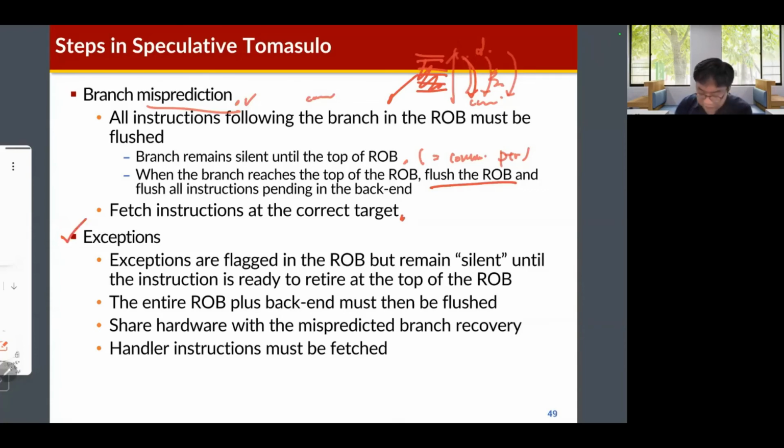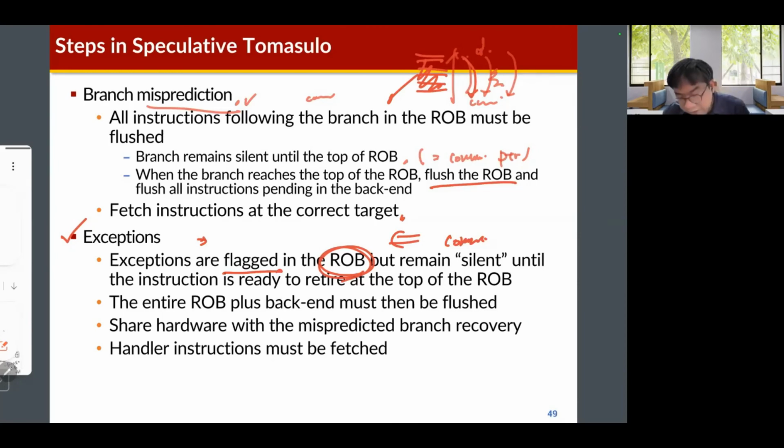And then exceptions. In order to support precise exceptions, exceptions are handled when the instruction is committed. So exceptions are flagged in the ROB, which means we need to know the causes of exceptions, why the exception happens. These are flagged in the ROB and remain silent, which means the exception is not handled until the instruction is ready to be committed. When an instruction is committed, exceptions are handled by this flag, which means the causes of exceptions.